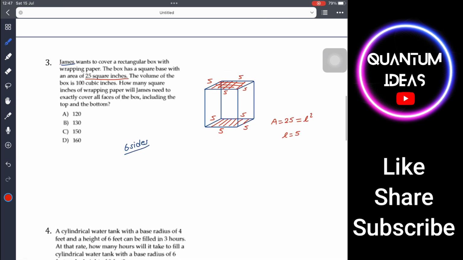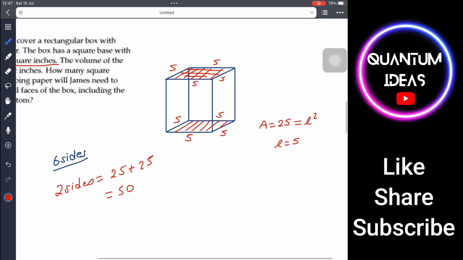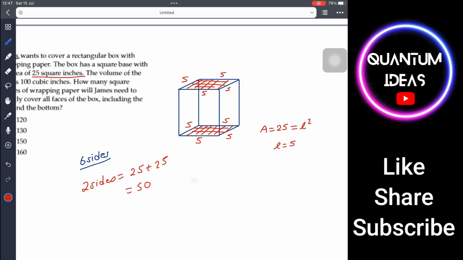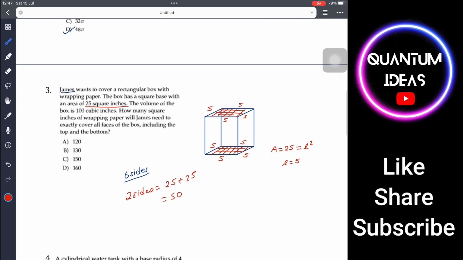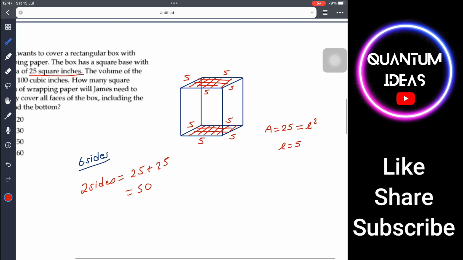So we get two sides, right? Two sides are squares, each of area what? 25 and 25. So he needs 25 plus 25, that is 50 square inches of wrapping paper. Now we have to find four more sides, right? Since it was a square base, the top and bottom surfaces have the same area, but we have to find the other four.